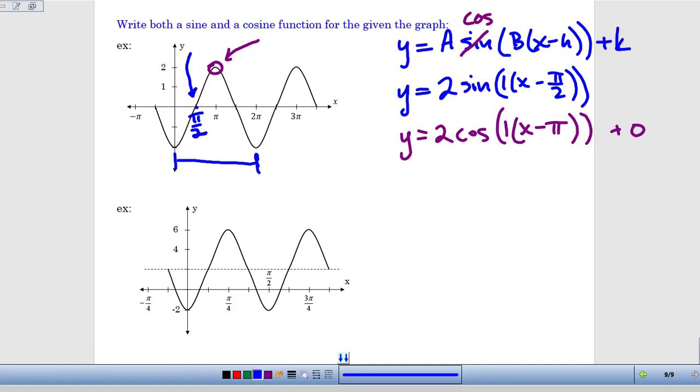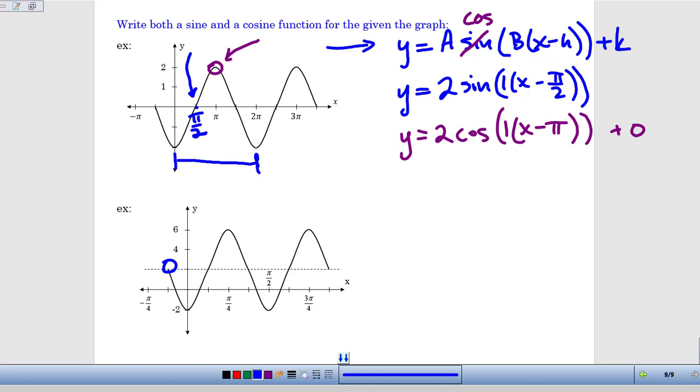So we'll close things out with one more of the same type of question where we're trying to write the equation of a graph that's been provided for us. And we've got to write both a sine and cosine function. So for the sine graph, we'll use that as our starting point. So we're going to use this same equation up here. We have to fill in our values for a, b, h, and k.